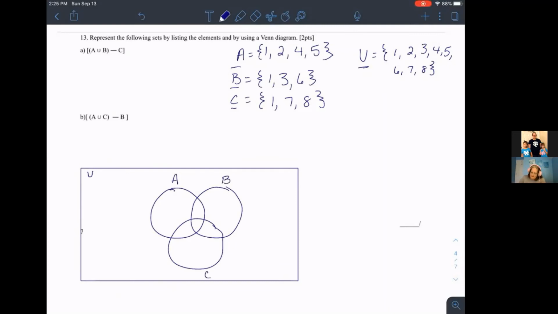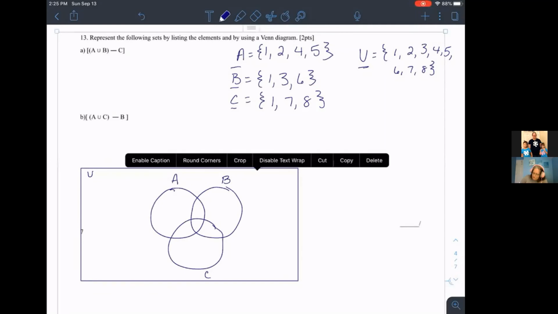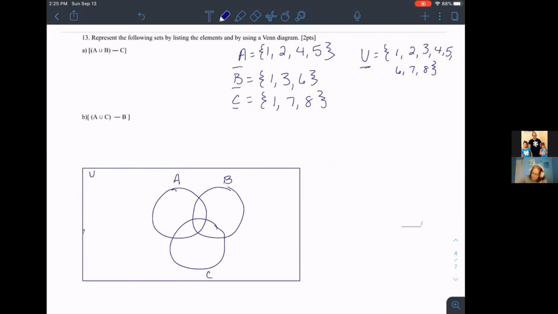If A has the numbers, let's find the common numbers for all of them. They each have a 1. They have 1, 1, and 1. So that would be where they all share a number.